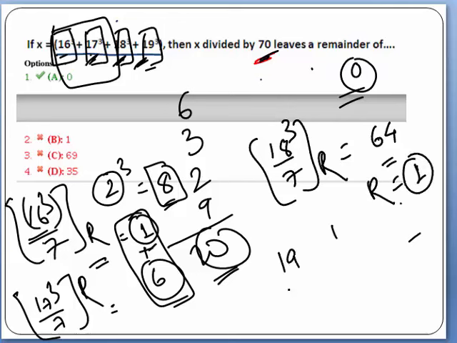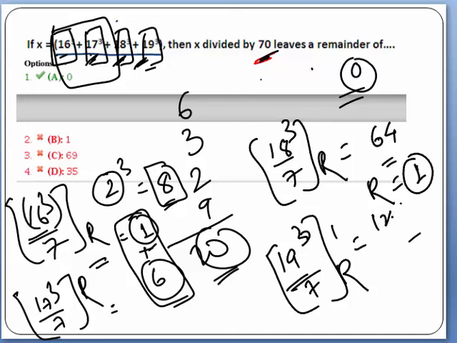Similarly for 19 cube divided by 7, the remainder is, in this case, 5 cubed, which is 125. When you divide this by 7, so let me figure this out, the ultimate remainder comes out to be 6.